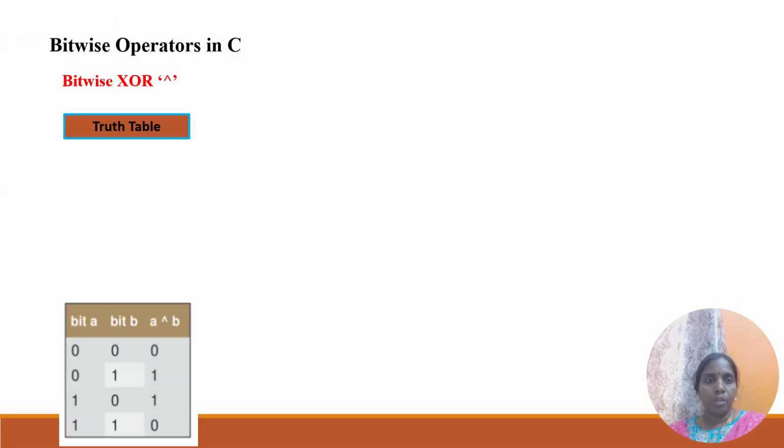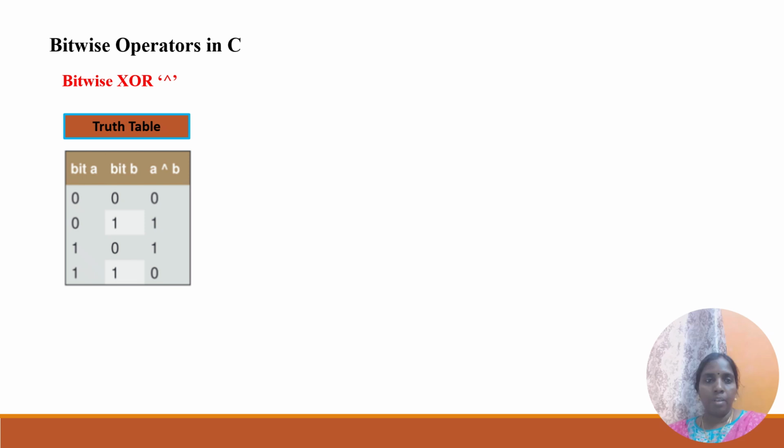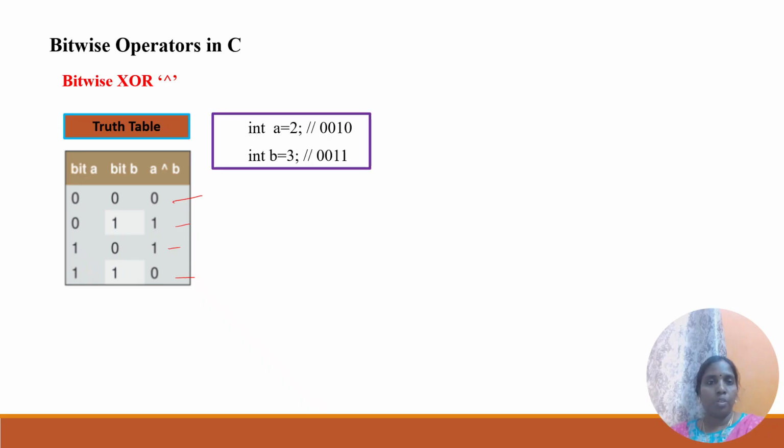So XOR has a different truth table. For like signs, the output is equal to 0. For unlike signs, the output is equal to 1. So if any unlike inputs are there, the output is 1, and if the same inputs are there, the output is equal to 0. This is a simple truth table for you to remember the XOR gate.